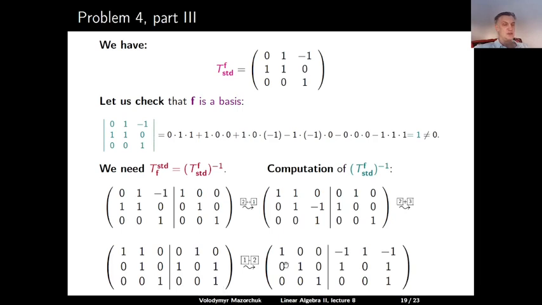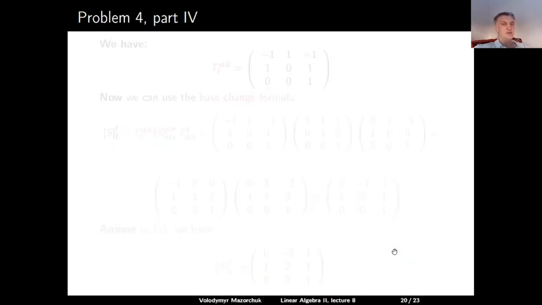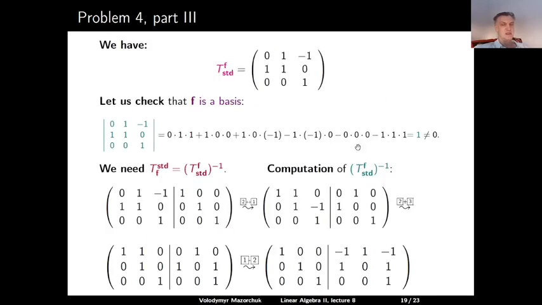So rows 3 and 2 remain the same, and row 1 becomes 1 minus 0 is 1, 1 minus 1 is 0, 0 minus 0 is 0, 0 minus 1 is minus 1, 1 minus 0 is 1, 0 minus 1 is minus 1. So consequently, the transformation matrix from F to STD is the matrix minus 1, 1, minus 1, 1, 0, 1, 0, 0, 1. So this is exactly the right-hand side here.